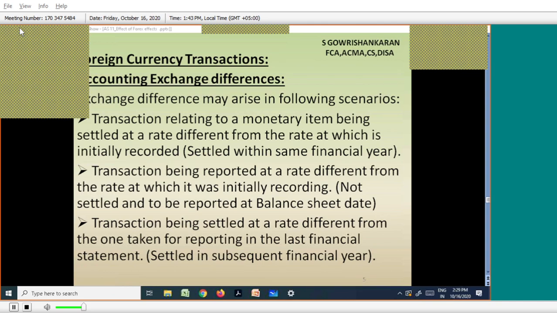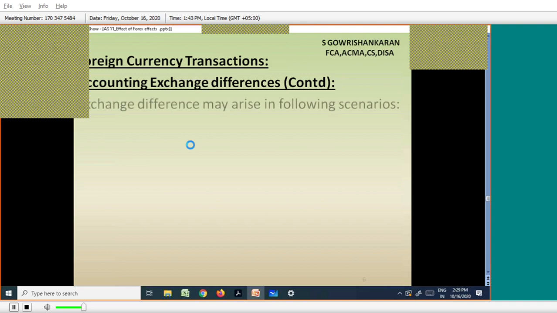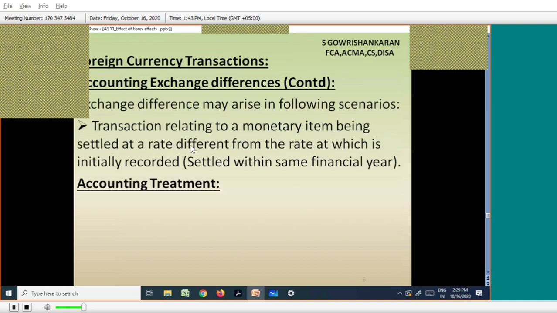In the last financial statement I took 84 rupees per dollar, 84 into 1 lakh, 84 lakh. This year I am paying 1 lakh into 85, 85 lakhs I am paying. So that difference of 1 lakh is my expense. So this is what we discussed. The next page is for accounting exchange differences. Exchange difference may arise in the following scenarios.